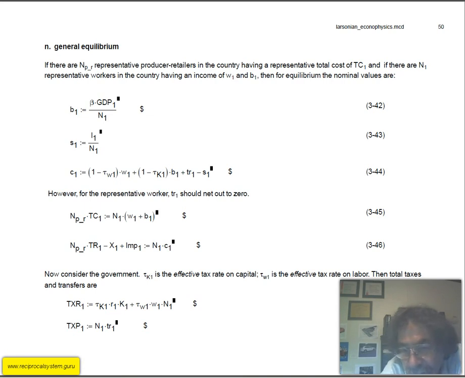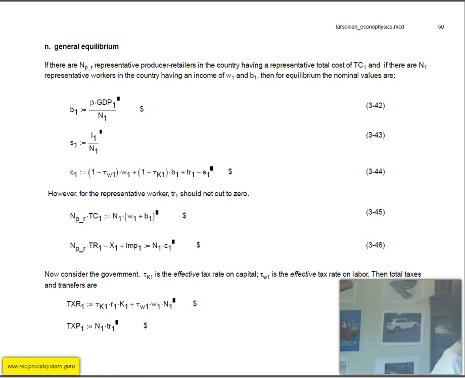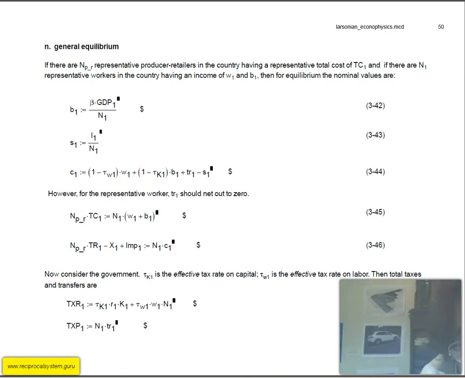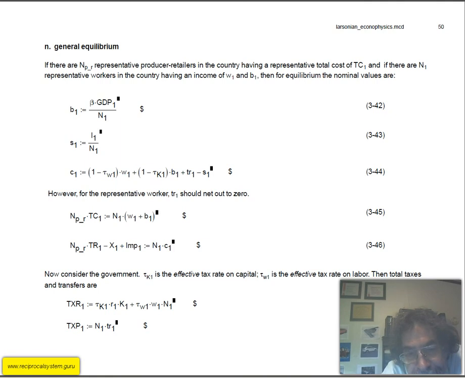However, for the representative worker, TR sub 1 should net out to 0 over the lifetime of the worker. So we get N sub PR times TC, that's total cost sub 1, equals N sub 1, which, remember, is the total number of workers, times W sub 1, the wages, plus B sub 1, the investment. Okay? Makes sense? And N sub PR times TR sub 1 minus X1 plus imports equals N sub 1 times C sub 1. Okay?